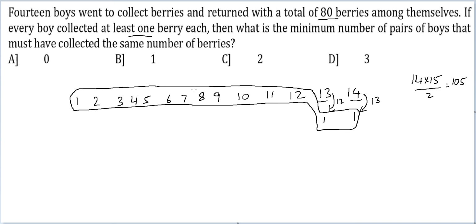And now, what is the minimum number of pairs of boys that must have collected the same number of berries? I know only one is getting repeated. Out of these three boys, selecting a pair can be done in 3C2 ways, or 3 ways. Therefore, the answer to this question is option B.